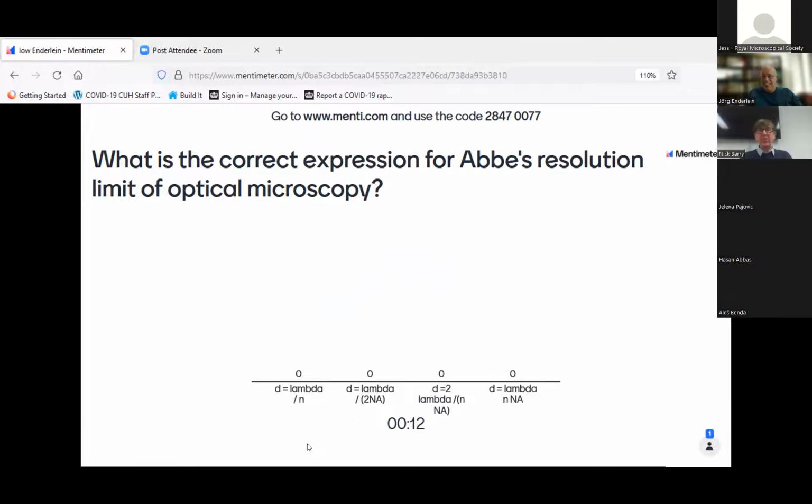A, the resolution equals lambda over n; B, lambda over 2NA; C, 2 lambda over n times NA; or D, lambda times n times NA. And yeah, 5 people who know the answer.